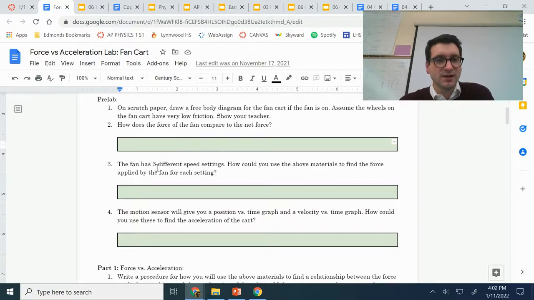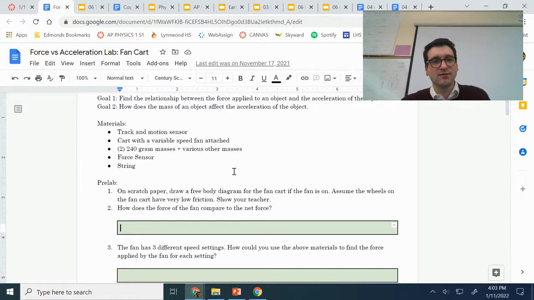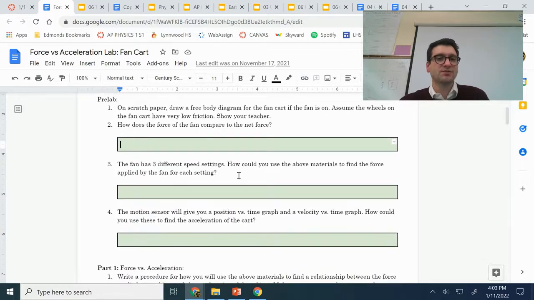Question number 3 says the fan has 3 different speed settings. How could you use the above materials to find the force applied by the fan? Again, going back up, we've got our fan cart, we've got a force sensor, we've got some string. How could you use those objects to figure out how many newtons the fan applies when it's on speed 1? How many newtons does it apply when it's on speed 2 and 3, right?